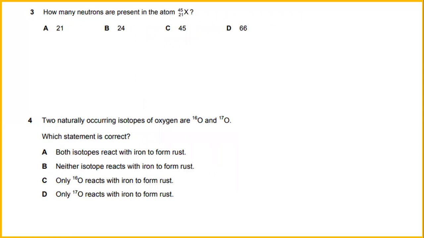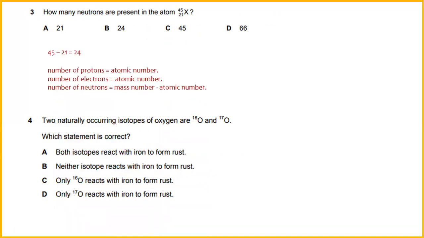How many neutrons are present in the atom of X? To find this, here is the formula. Number of protons is equivalent to atomic number, and number of electrons is also the atomic number. Number of neutrons is mass number minus atomic number. So the answer for this will be 45 minus 21. You will get the value of 24.